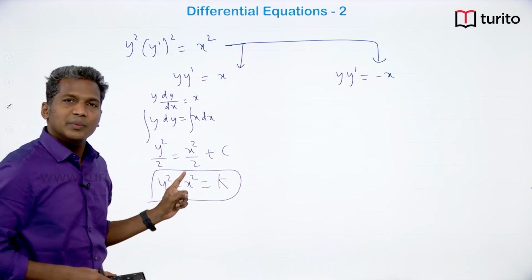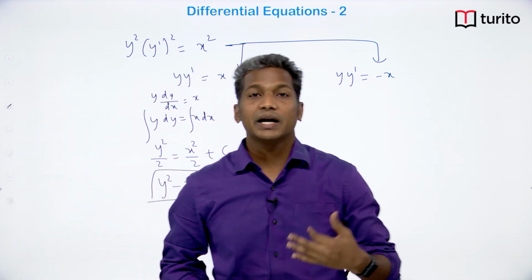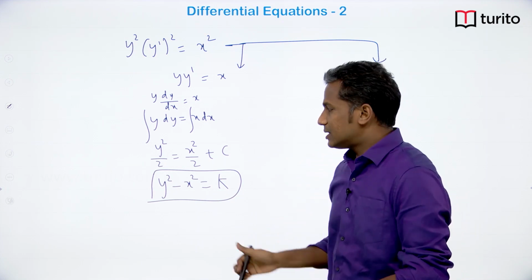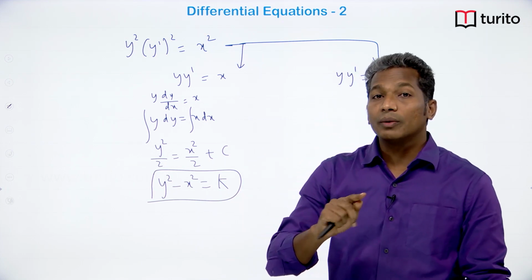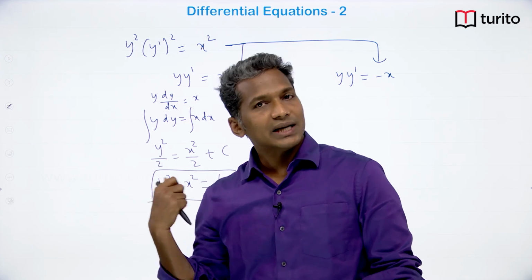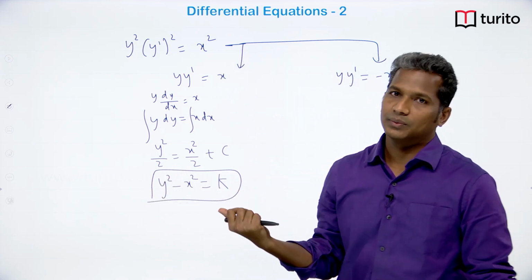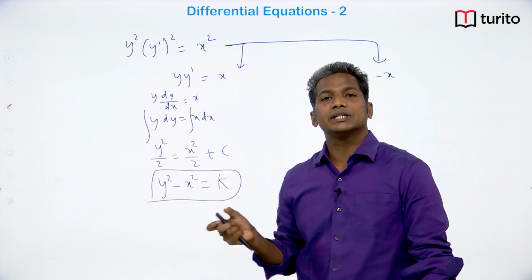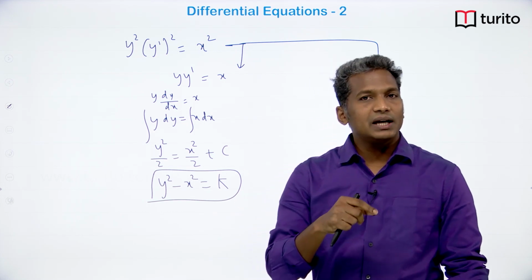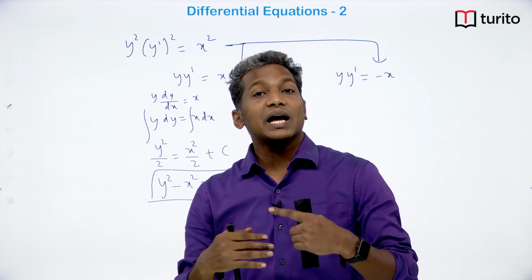What is this equation representing? It is representing a rectangular hyperbola. Is this one rectangular hyperbola or many rectangular hyperbolas? It is actually a family of rectangular hyperbolas where the center is the origin and the y equal to x line and y equal to minus x line are the asymptotes.